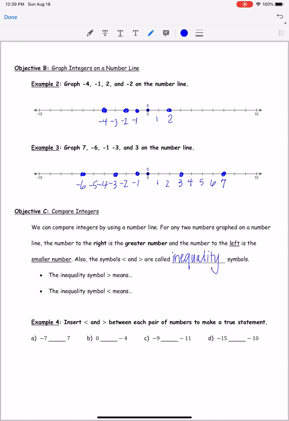So, what do these inequality symbols mean? When it is pointing towards all of those positive numbers, if you look at this and use it as an arrow, it is pointing to the right. When it points to the right, that's all the positive numbers, right? You've got all the positive numbers on this side. So this is your greater than symbol.